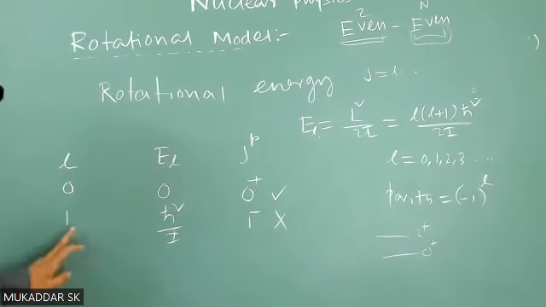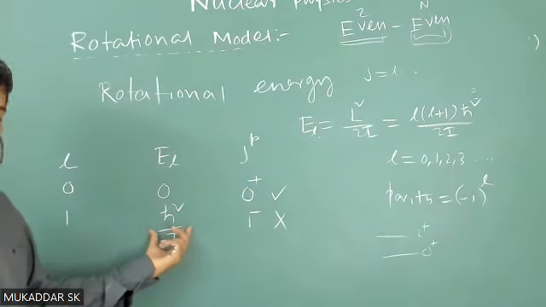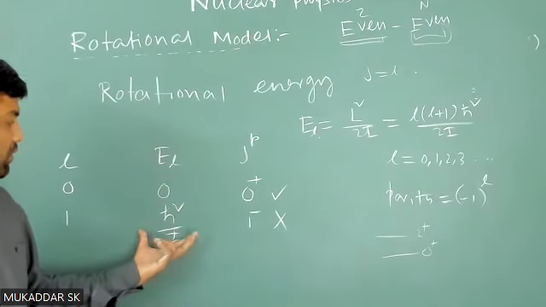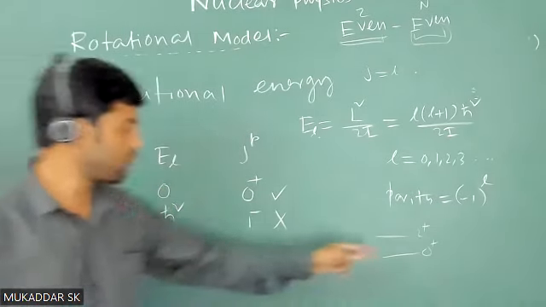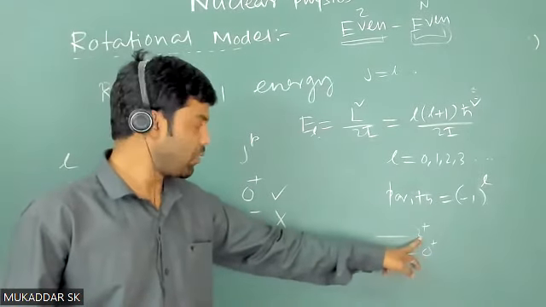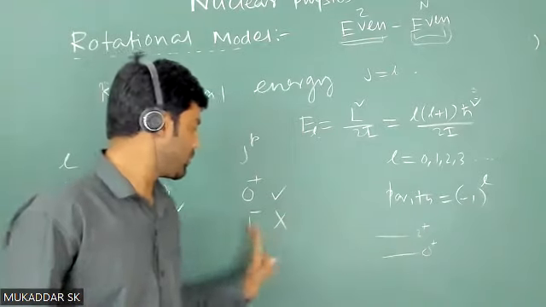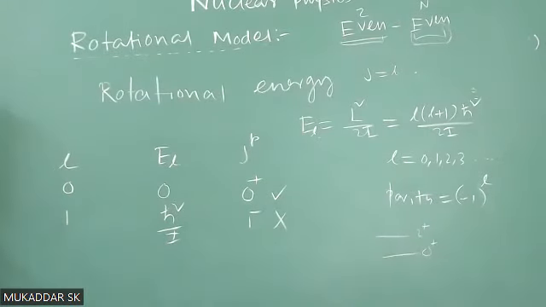In the first excited state, that energy is h cross square by I, that is higher than the ground state. But this state is not possible because it is not matching with this level. According to this level, the parity should be even. Here it is odd. Also spin is off. So this state is not possible.